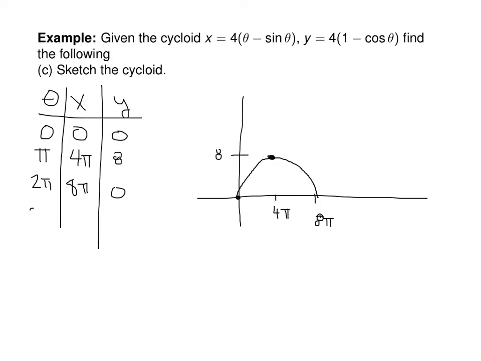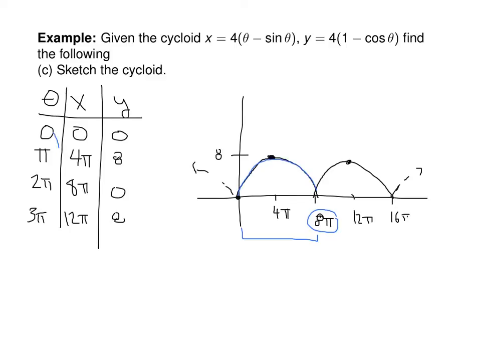And then if we plug in 3 pi, the x is 12 pi, and the y is once again 8. And by 16 pi, we're back at 0. And that pattern just continues out in either direction. Now notice with this cycloid that you go through one arch when you have gone from 0 to 2 pi. And this distance is 2 pi times 4, where 4 is that number in front there. So had we had just r, it would have been 2 pi r.